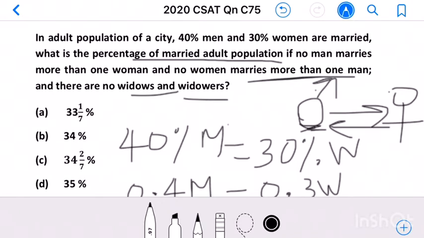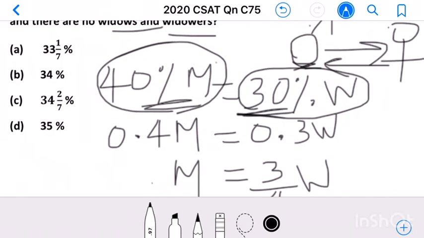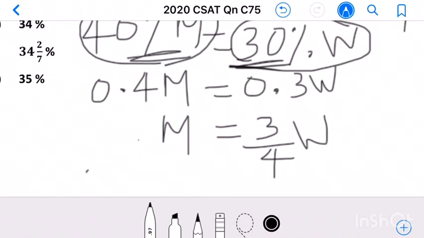So here it is said that 40 percent of men and 30 percent of women are married. That means 40 percent of men equals 30 percent of women. This many married men are there, so that many married women are also there. 40 percent men, we can write as 40 divided by 100, which is 0.4 men, equal to 0.3 women. Then simplifying this, we get M equal to 3 by 4 W. Number of adult men in the city equals 3 by 4 of adult women in the city.